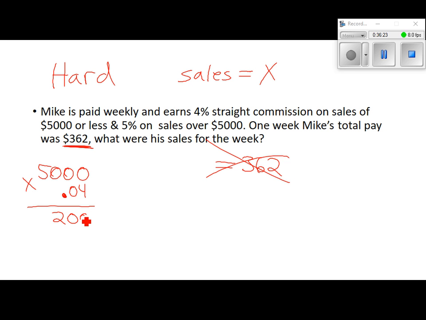So we know he made 200. What are we going to do with this 200? So 362 minus 200. What's that leave us with? 162. Now, how are we going to do this? Sales over 5,000. He makes 5%. Because we don't know how much over 5,000 he was.